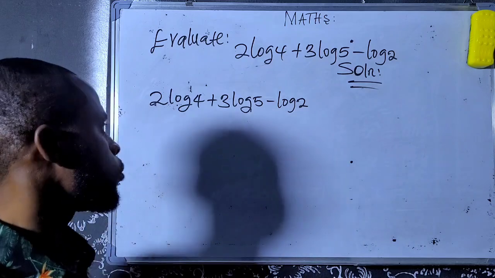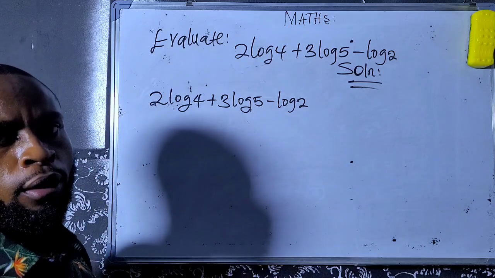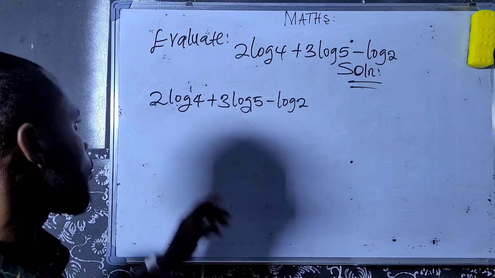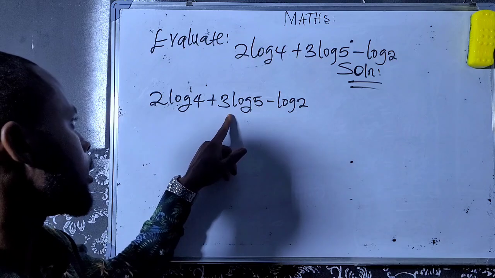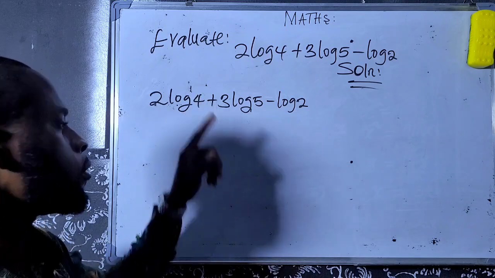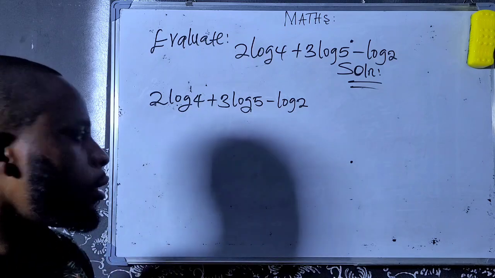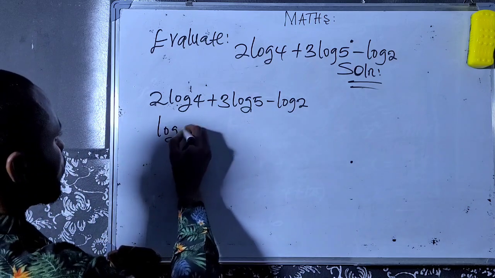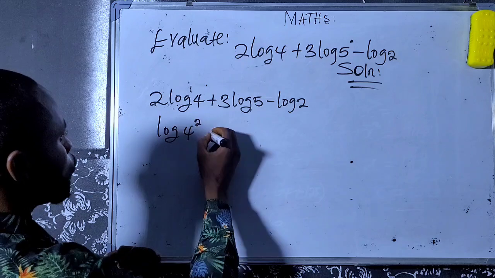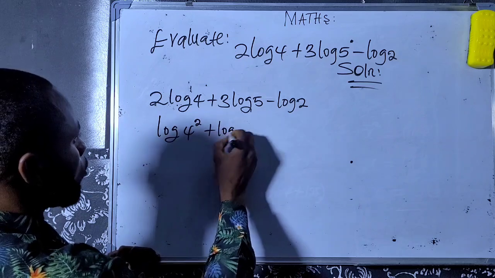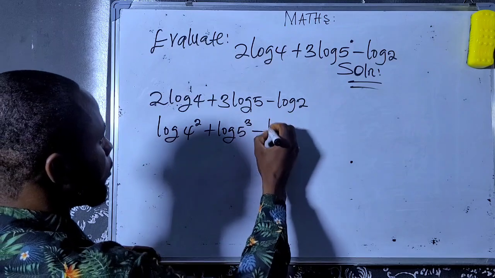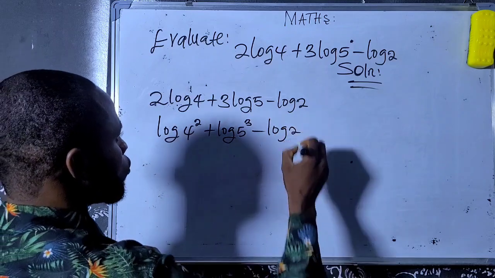The first thing we need to consider here is to apply the power rule. That is, we are going to return these numbers at the back of the log to become the power of the arguments. In that case, the expression becomes log 4 to the power of 2 plus log 5 to the power of 3, then minus log 2.